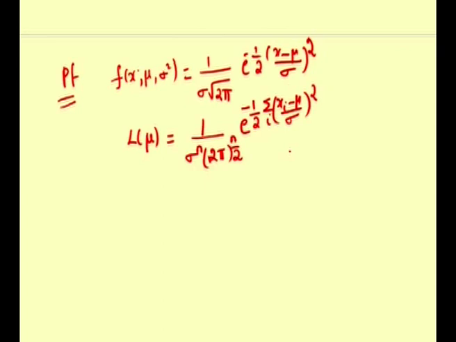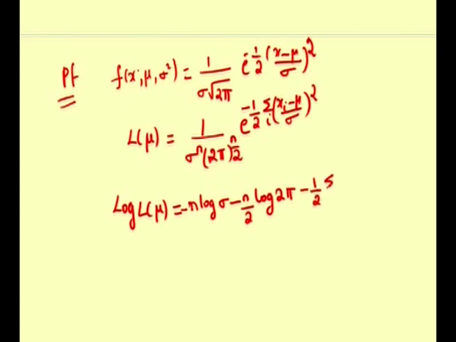Now, since it is an exponential, differentiation becomes a little tedious, hence we will take log of L of mu. When you take log of L of mu, it becomes minus n log sigma minus n by 2 log of 2 pi. Log of exponential will become minus half summation over i of xi minus mu by sigma the whole squared. So, we have completed this. Let me take it as equation number 1.